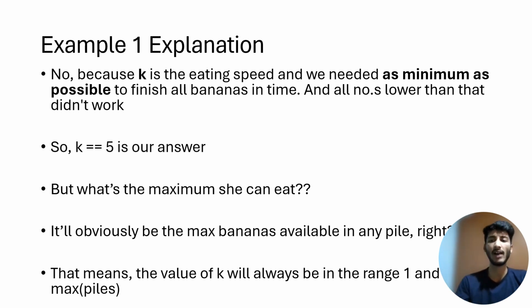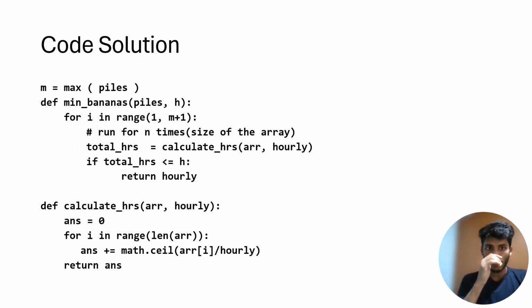Because obviously if we have banana piles of 7, 6, 15, 3, you can never eat more than 15, because the question says you have to finish one pile before moving on to the next pile. So in any hour you can only eat from one pile, so you have to find the pile which has the maximum value, right? So that is why the maximum possible speed is the maximum number of bananas in any pile. Okay, right. Now let's see how we can code this.